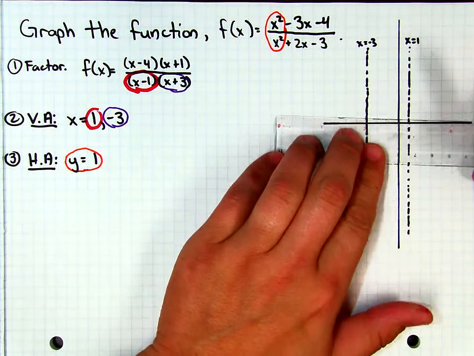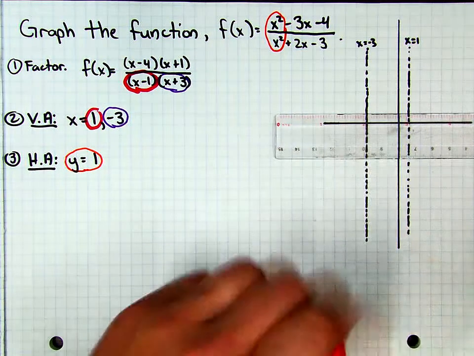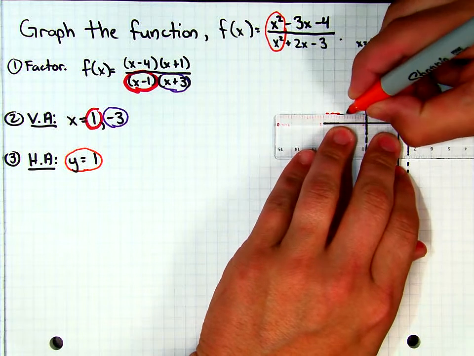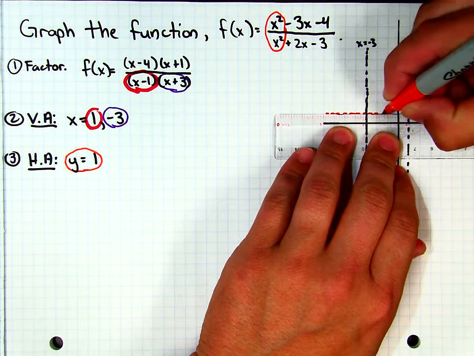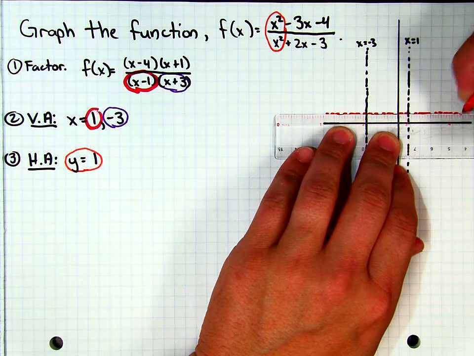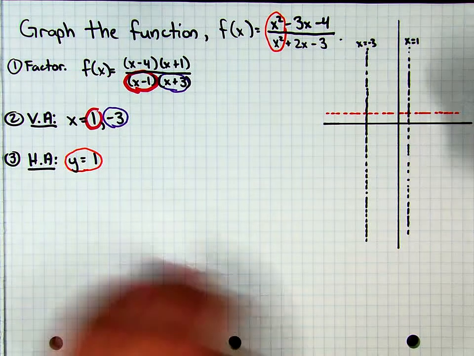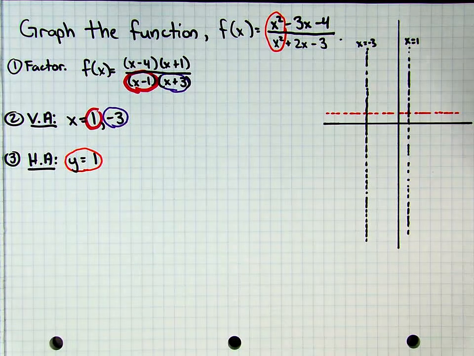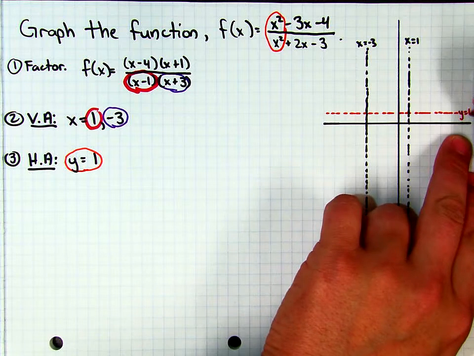I'll draw that in right now so I don't forget. I'll try and do a dashed line. It's hard to do with marker, by the way, if you're trying it with marker. Okay, there's my horizontal asymptote. I guess I should have made that in black, but that's okay. y equals 1.